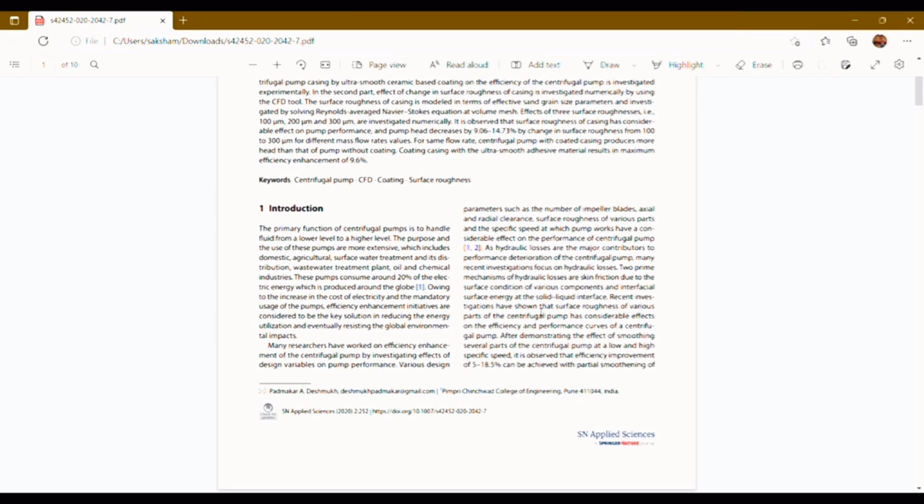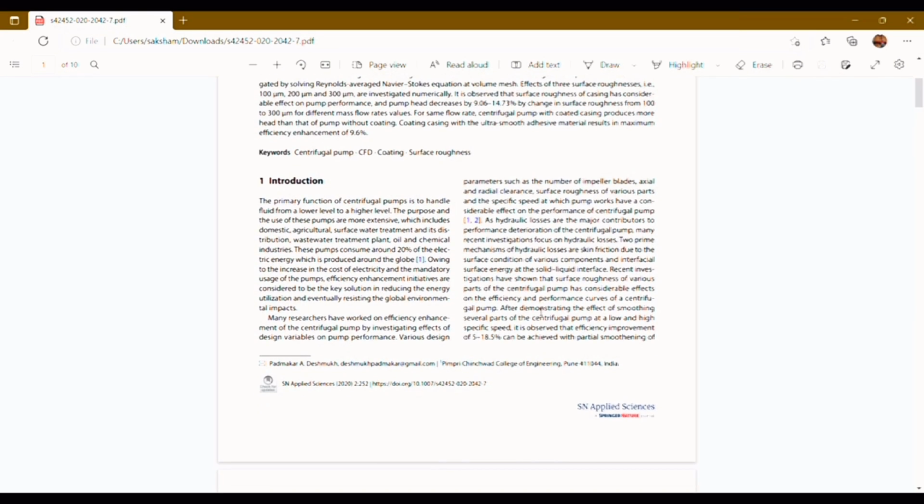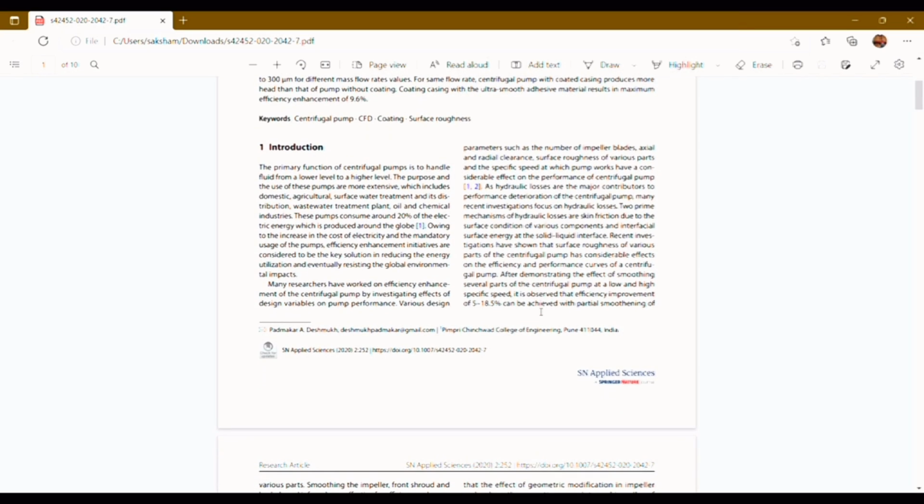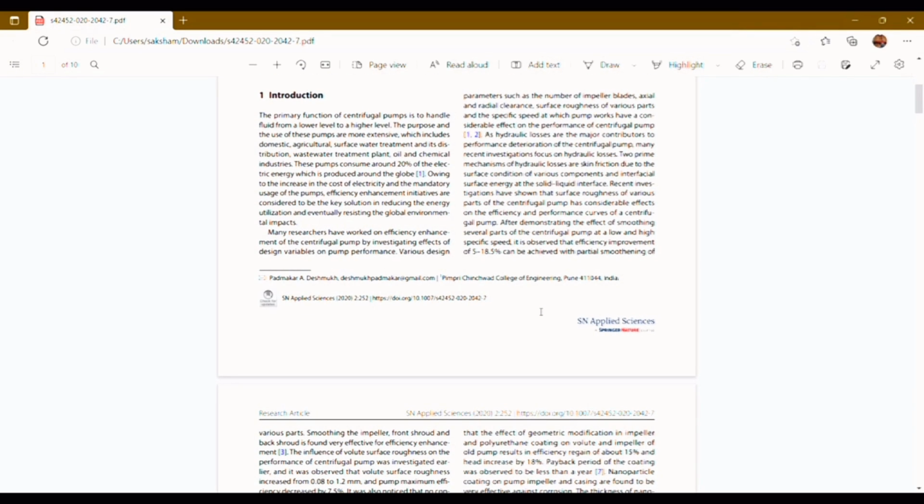Introduction. The primary function of the centrifugal pump is to move fluid from a lower level to a higher level. The uses of these pumps are extensive, which include domestic, agriculture, surface water treatment and distribution, wastewater treatment plants, and oil and chemical industries. These pumps consume about 20% of the electrical energy which is produced around the globe.